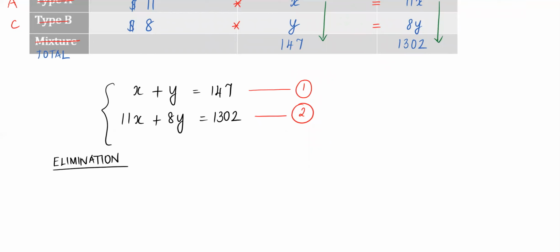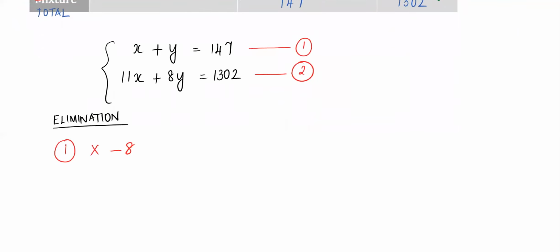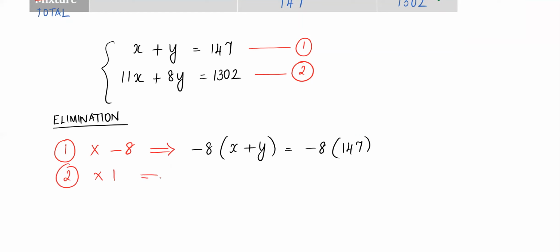So I'm going to call first equation and multiply it by -8 because I just choose to eliminate the y's. So -8 times x plus y, -8 times 147. Equation 2 undergoes no change, as if it was multiplied by a 1. So you get 11x plus 8y equals 1302.